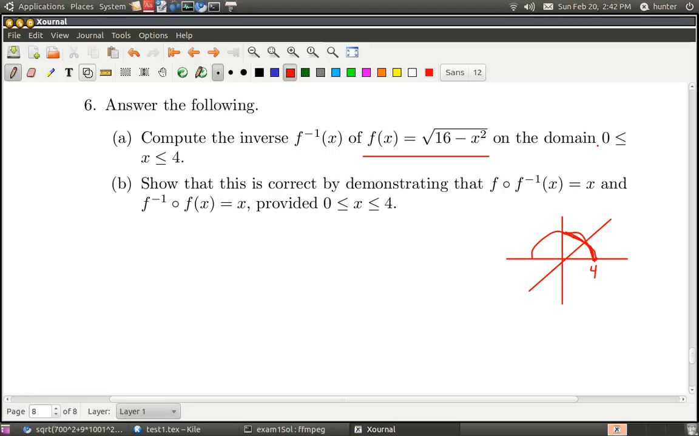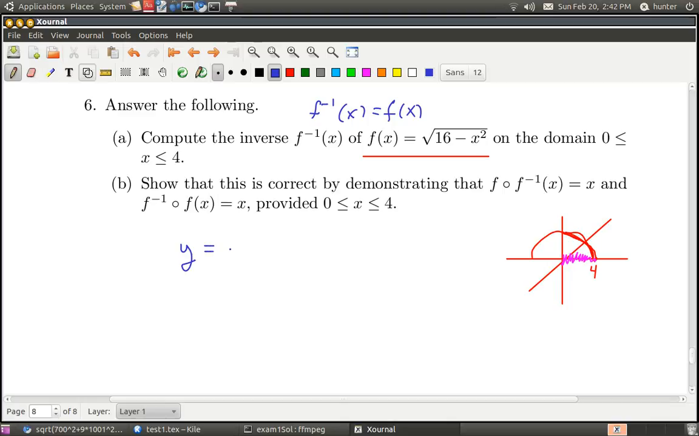So we're looking at the domain between 0 and 4. So here's the domain between 0 and 4. And on this domain, this function is its own inverse. So if you reason that out and conclude that it's its own inverse, you can just write down immediately that the inverse function is f of x. Okay, so that would be a right answer. But let's go through and compute why it's true.